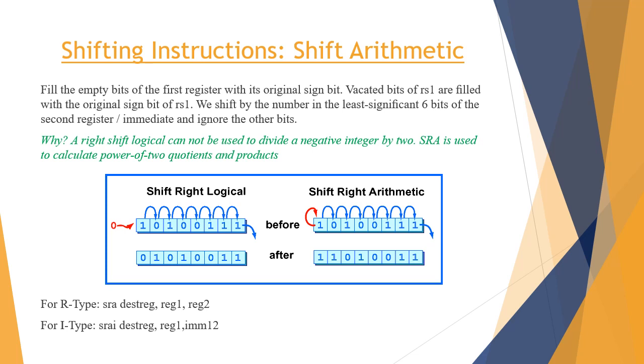Here's an example. If we're using a shift right logical instruction, when we shift by 1, we will fill the empty slot by a 0. However, in shifting right arithmetic, since the sign of this value is 1, when we shift right, we will get another 1 since we're filling it with the same original sign bit. And this is a very important instruction since right shift logical cannot be used to divide a negative integer by 2. Therefore, this shift arithmetic instruction is used to calculate power of 2 quotients and products.